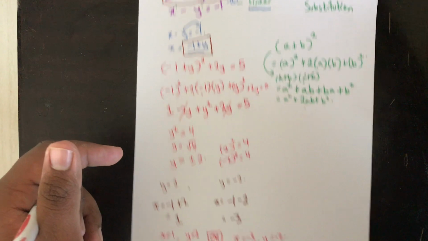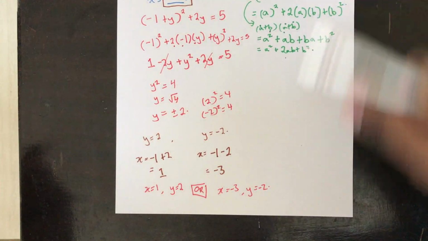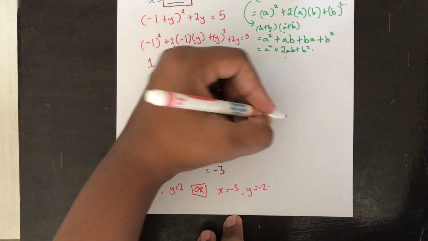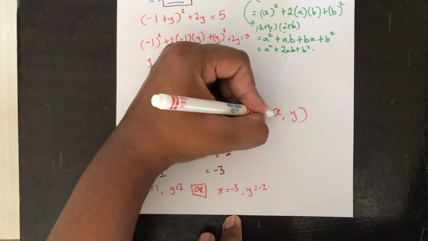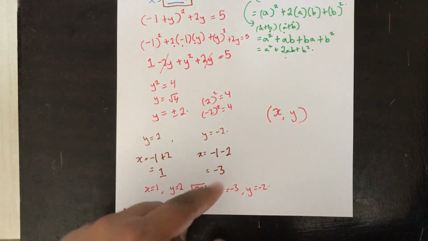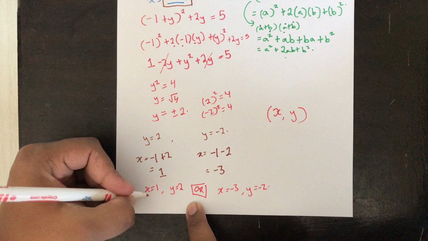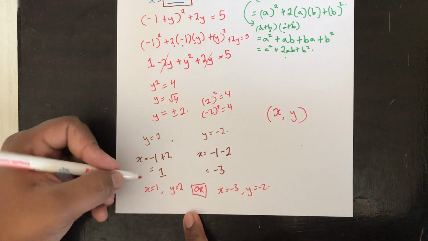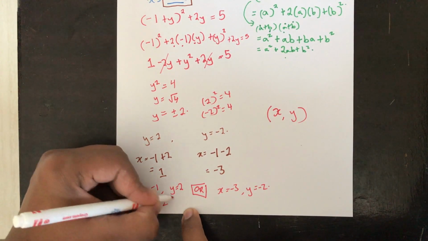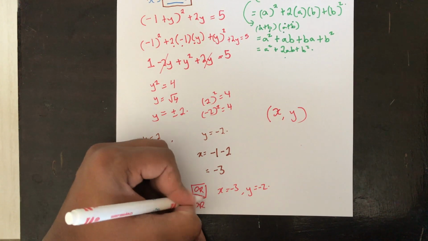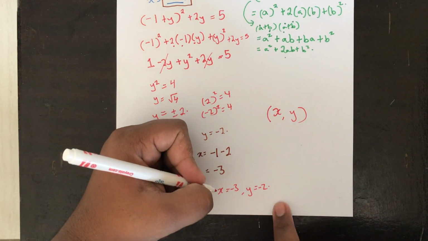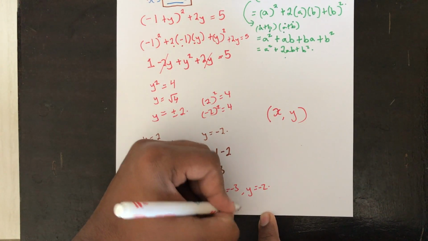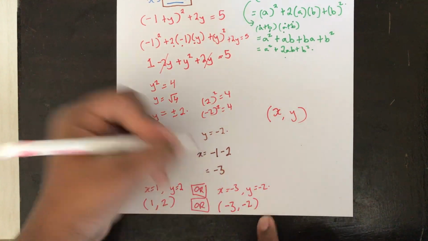There would be some questions which ask you to express the solutions of this equation in coordinate form. So it's very simple to do that. All you need to do is, because the coordinate format is x comma y, just substitute the values. So if x is 1 and y is 2, your coordinate form will be 1 comma 2, or x is minus 3 and y is minus 2, so you'll have minus 3 comma minus 2.